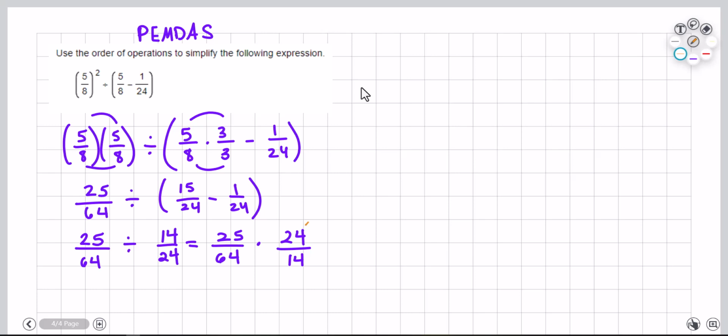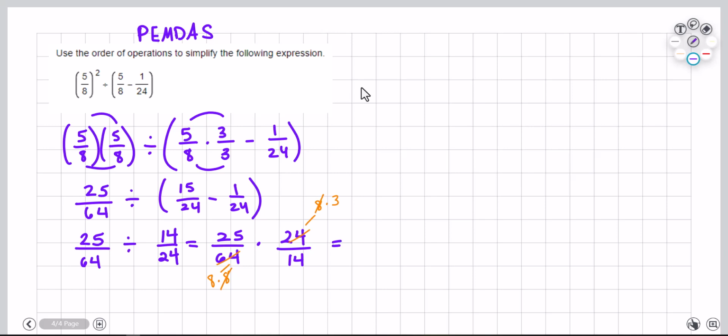But I know 24 is 8 times 3, and I know 64 is 8 times 8. So what I could do, I could cancel, right? So that's all I'm doing is canceling. And so this is left with 3, and then this is left with 8.